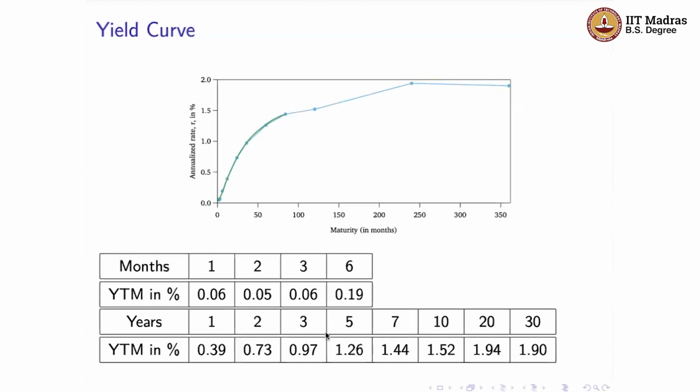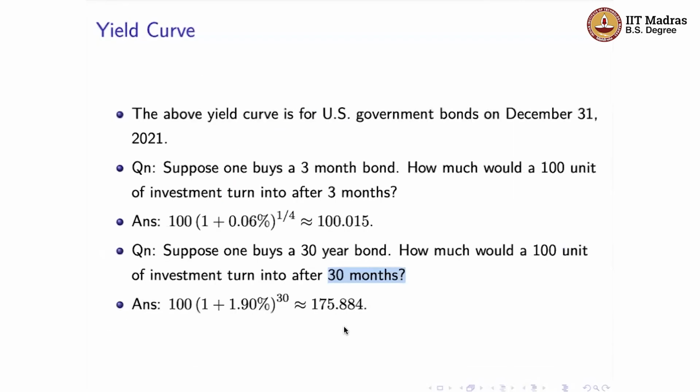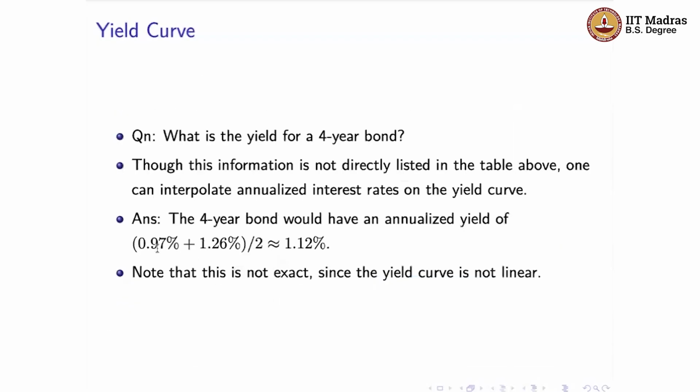So basically 4 years lies in the middle of the 3-year and 5-year. So one rough approximation is that you could just look at the average of the 3-year rate and the 5-year annualized rate. You end up getting approximately 1.12%. Again, the annualized rate. Now, this is not an exact number.